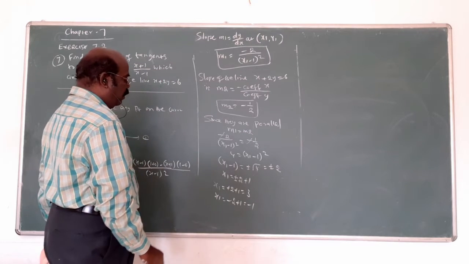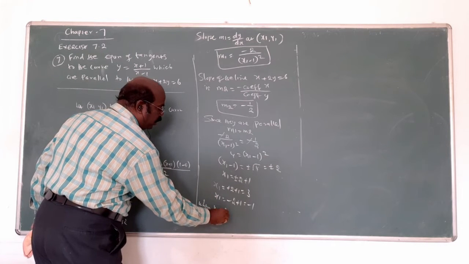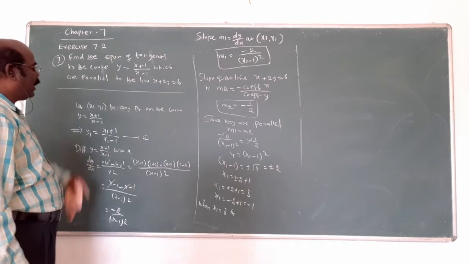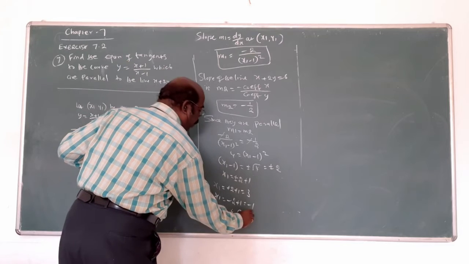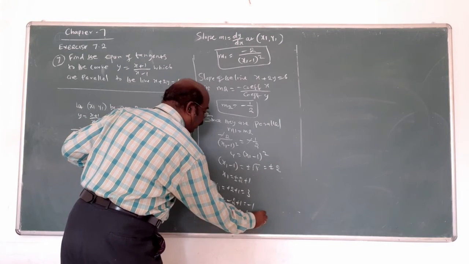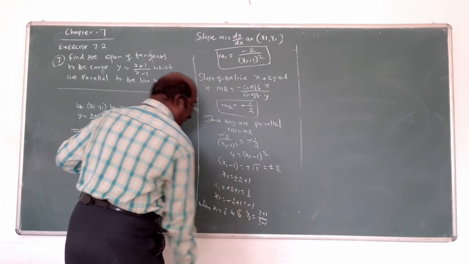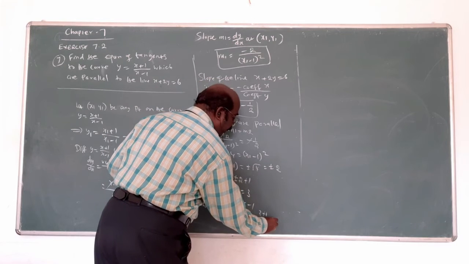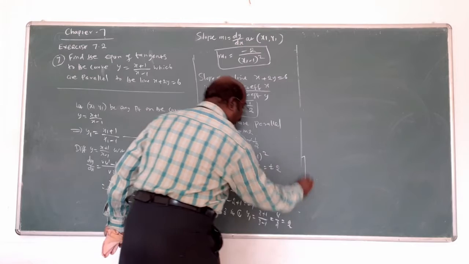Okay? When x1 equal to 3, substitute in the equation. What is the answer? y1 equal to 3 plus 1 by 3 minus 1. What is the answer? 4 by 2, that is 2. First answer over.